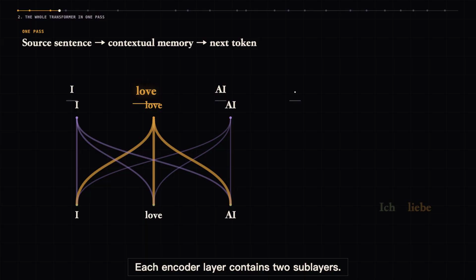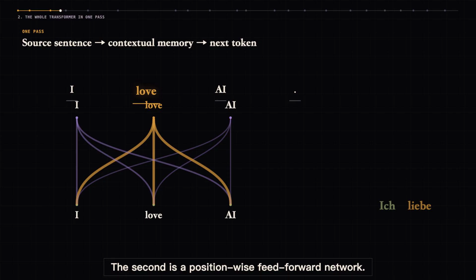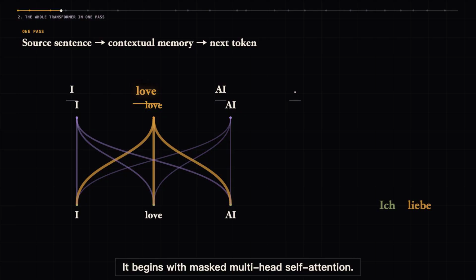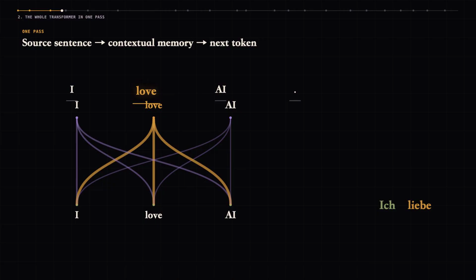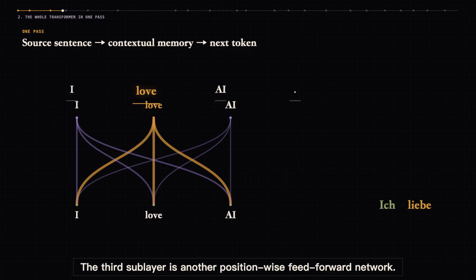Each encoder layer contains 2 sublayers. The first is multi-head self-attention. The second is a position-wise feed-forward network. Each decoder layer contains 3 sublayers. It begins with masked multi-head self-attention. Next comes encoder-decoder attention, often called cross-attention. The third sublayer is another position-wise feed-forward network.